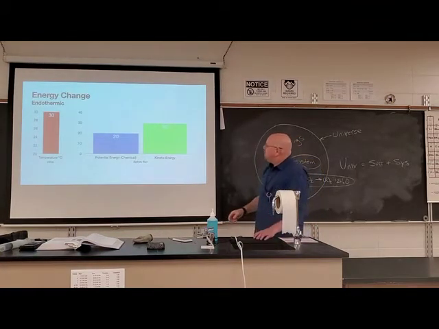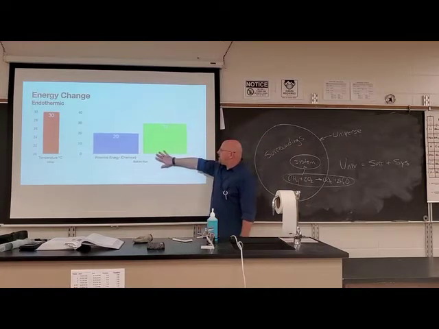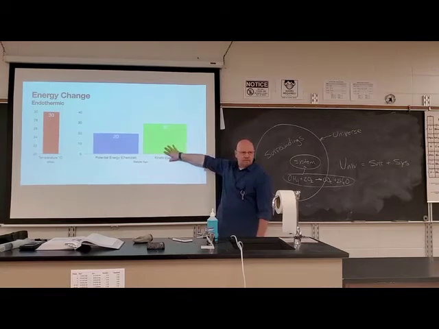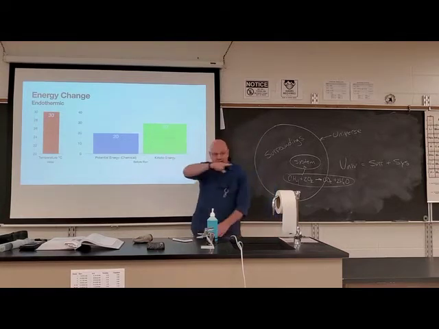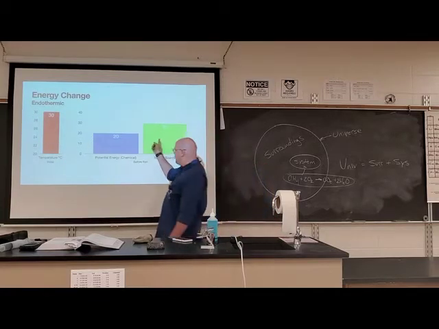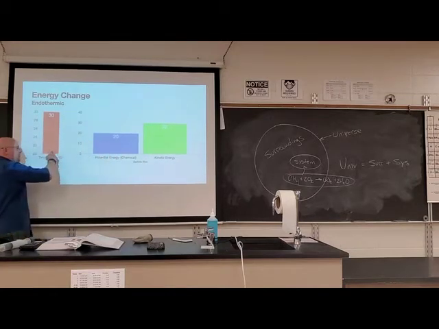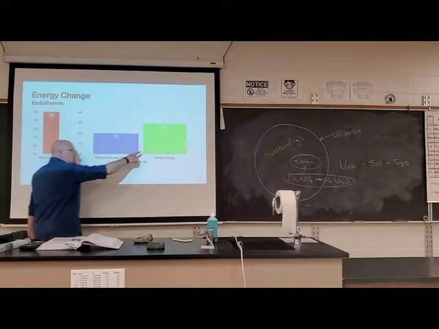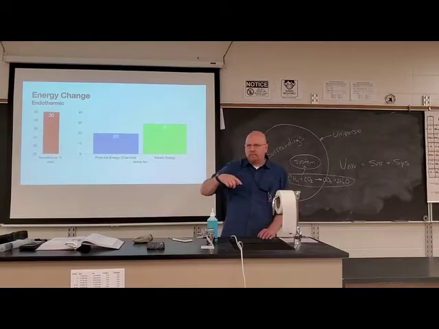So, in this, my potential energy is going to rise. The kinetic energy is going to decrease. What's going to happen to the temperature? The temperature will decrease. Why? Because there's less kinetic energy. I'm going to change kinetic energy into potential energy. Because temperature is a measure of the average kinetic energy, if this is going to drop, my temperature is going to drop. Is everybody okay?